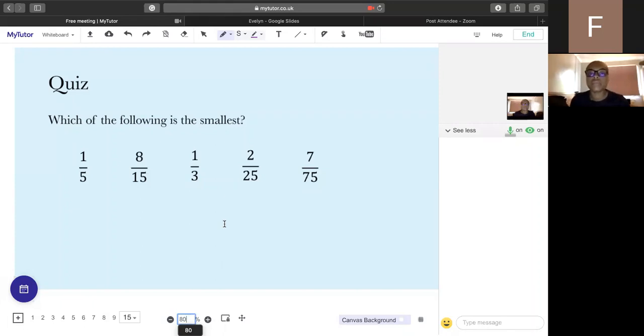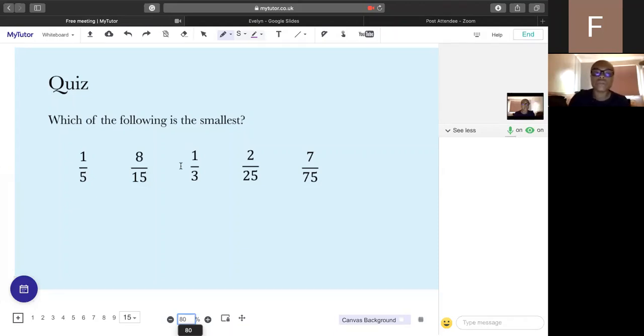So to find the smallest, what I would suggest you do is you do exactly the same thing as what we did in ordering fractions. So we're going to make all of these into equivalent fractions, but with common denominators. So all of the denominators, 5, 15, 3, 25, and 75, are all factors of 75.